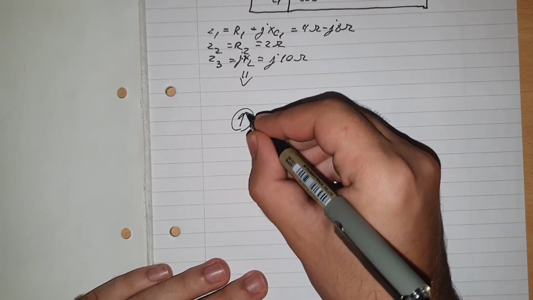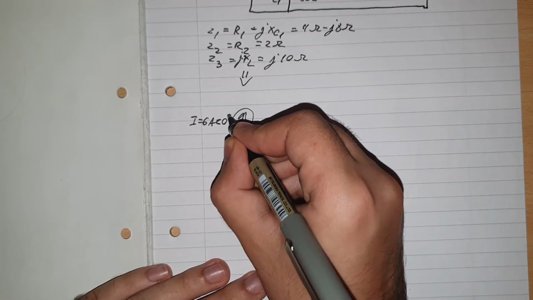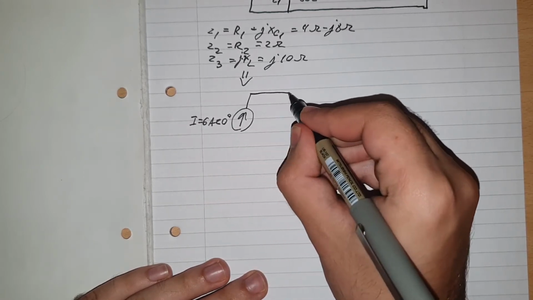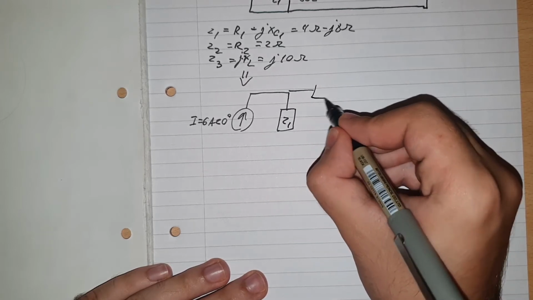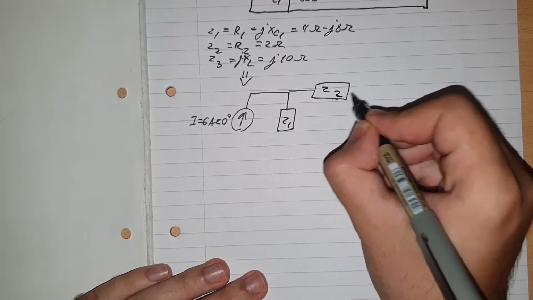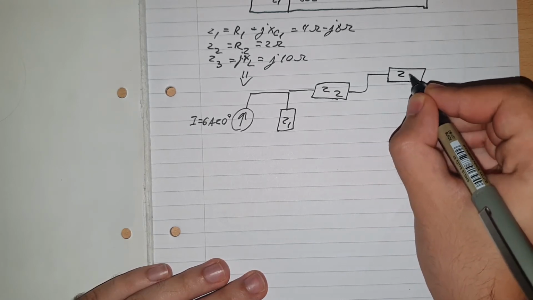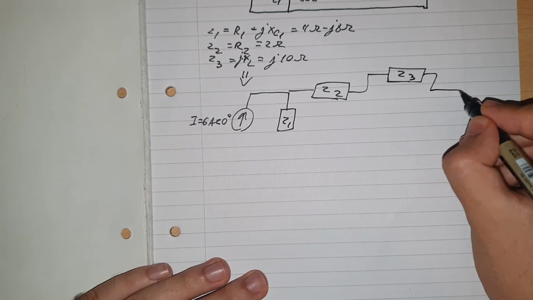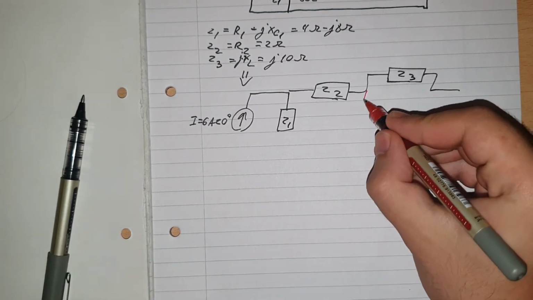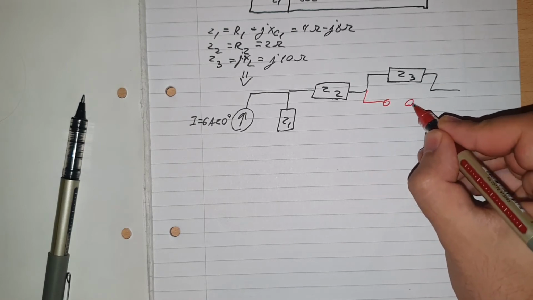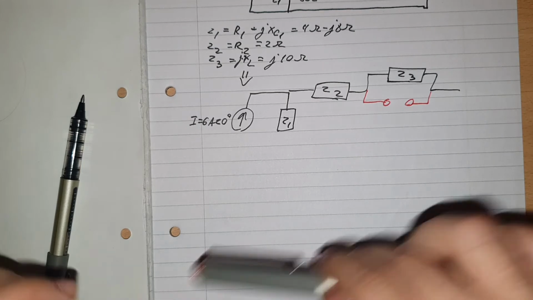So here will be the current source, I is equal to 6A at an angle of 0 degrees. This will be Z1. This one here will be Z2. This one here would be Z3. And then let me draw it red. This here will be the opening. And yeah, let's just leave it as the opening for right now.